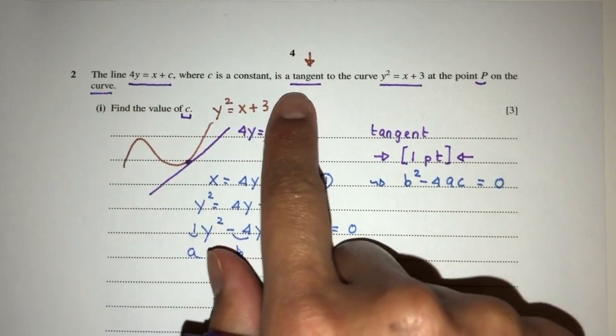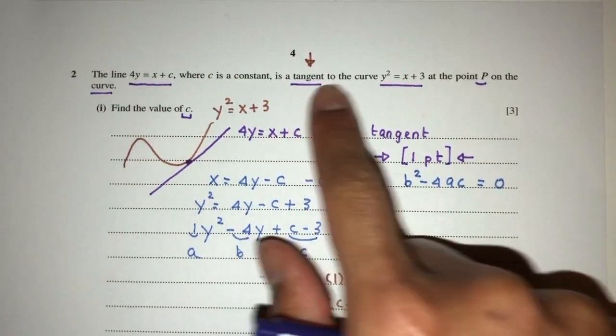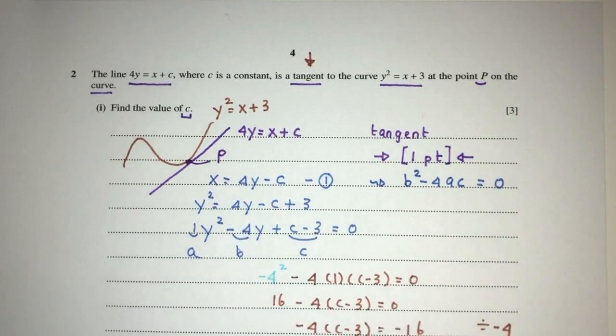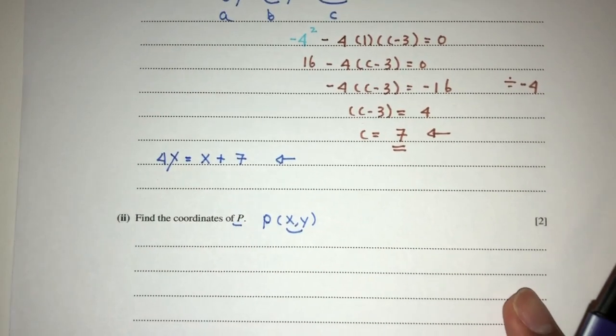So what is P? The line is a tangent at the point P. So this is the point P, where they meet. So we have to find that point P. Okay, so let's do that. Pretty easy.